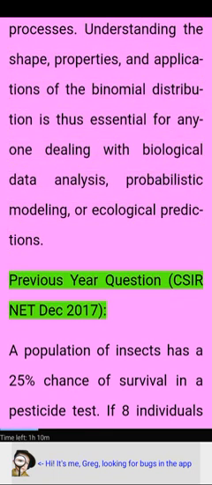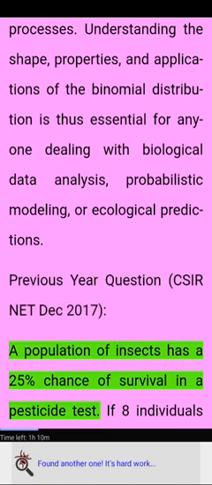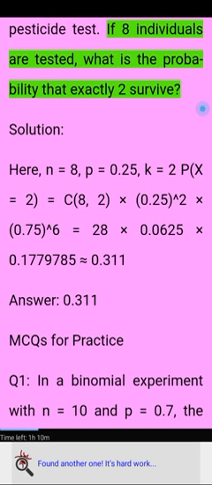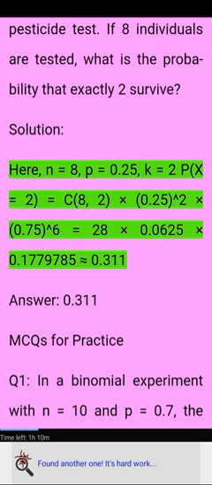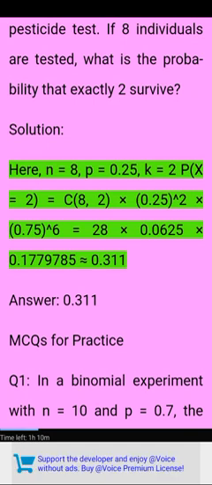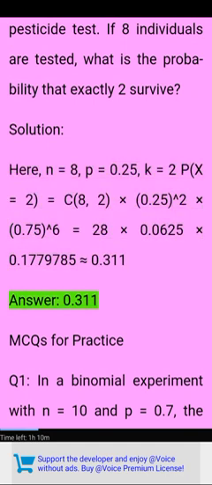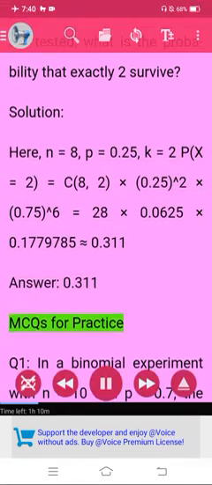Previous year question, CSIR-NET December 2017. A population of insects has a 25% chance of survival in a pesticide test. If 8 individuals are tested, what is the probability that exactly 2 survive? Solution. Here, n = 8, p = 0.25, k = 2. P(X = 2) = C(8,2) × 0.25^2 × 0.75^6 = 28 × 0.0625 × 0.1779785 ≈ 0.311. Answer, 0.311.